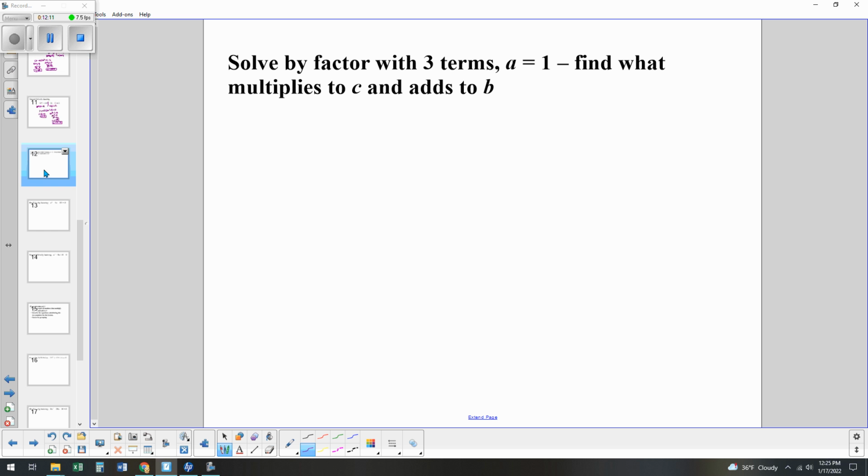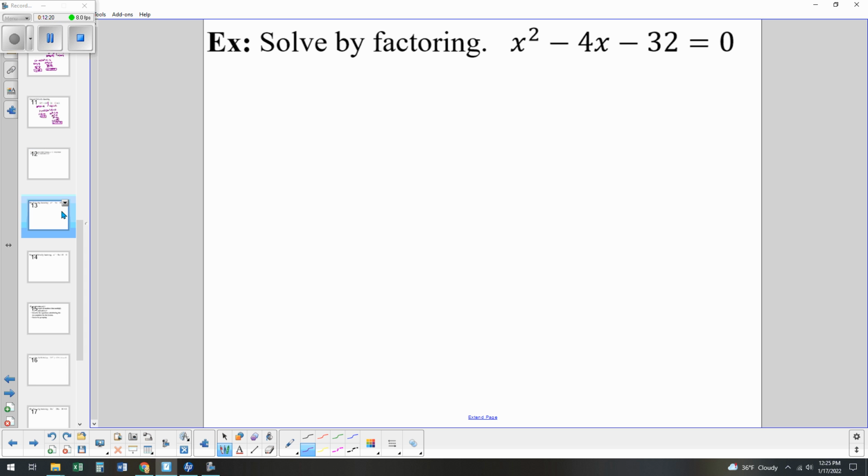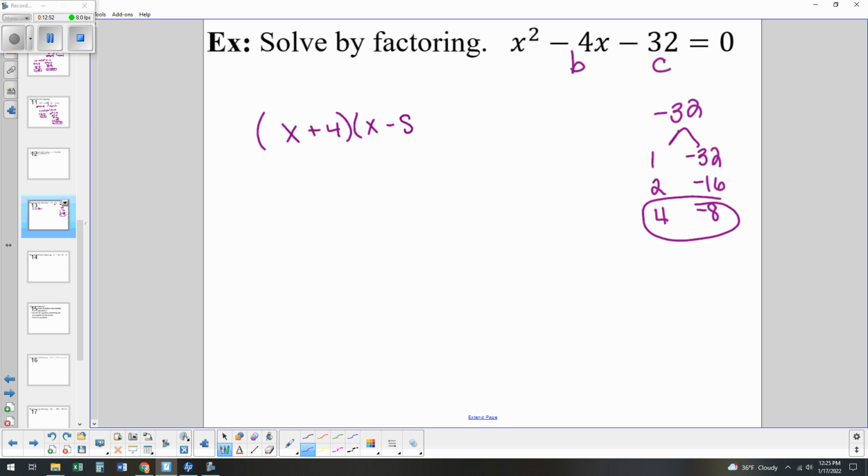Remember, we could also factor if there are 3 terms and the a value, or the number in front of the x squared, is 1. And when we do that, we find out what multiplies to c and adds to b. So in this problem, notice it's already equal to 0. So this is my c value, this is my b value. We're looking for what multiplies to -32 and adds to -4. So we know it's going to be a positive and negative if it's a negative. So that would be like 1 and -32, 2 and -16, 3 doesn't go in, 4 and -8, and I've already found it, right? 4 times -8 is -32, 4 plus -8 is -4. So that means my factors are x plus 4 and x minus 8.